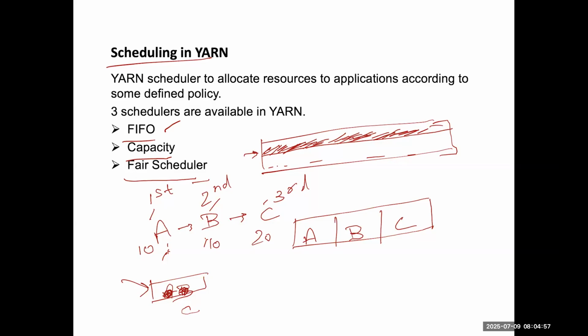Let's suppose you have 3 GB of resource. In FIFO you assign all the 3 GB to A, then to B, then to C. But in the fair scheduler, you divided your resource into 1 GB, 1 GB, and 1 GB, and you gave 1 GB for A to run, 1 GB for B to run, and 1 GB for C to run. You have fairly distributed the resources. That's why we call it a fair scheduler.